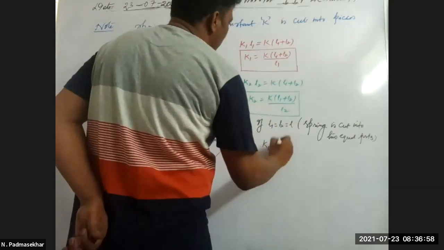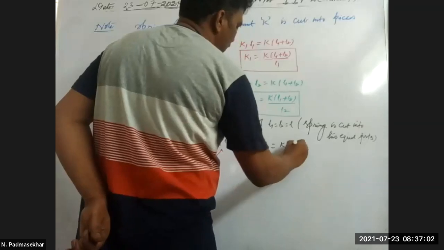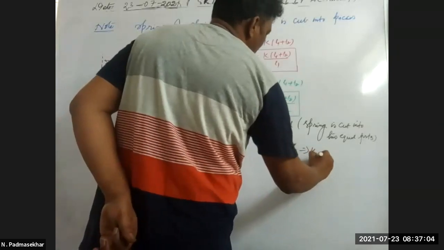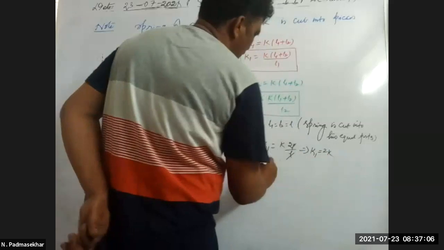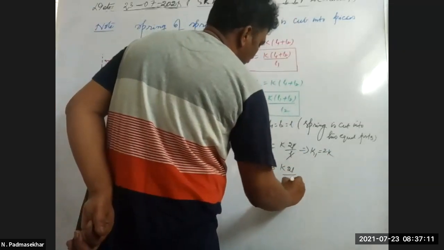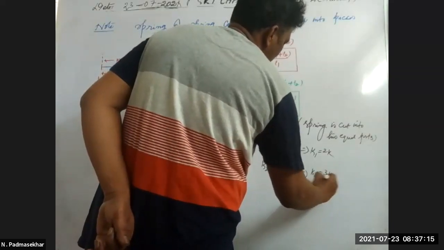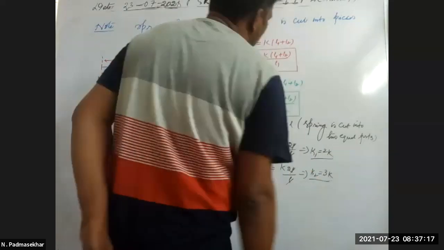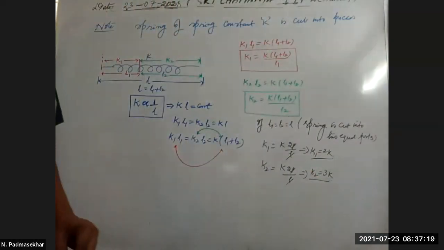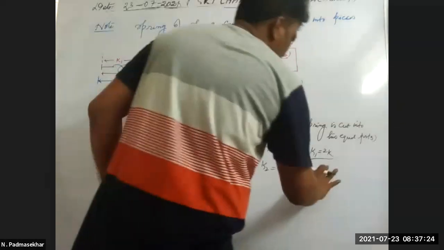K1 is equal to K into 2L by L, so K1 is equal to 2K. And K2 is equal to K into 2L by L, so K2 is equal to 2K.